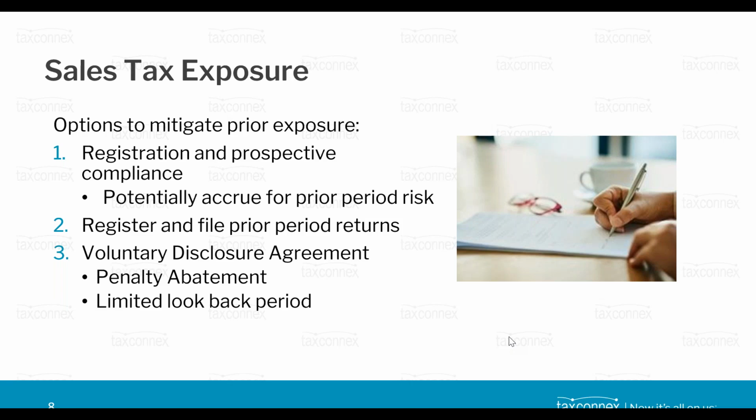You have to be clean to the state. The state can't really know that you exist in a way that you would have this liability. The voluntary disclosure agreement process is a sound process.